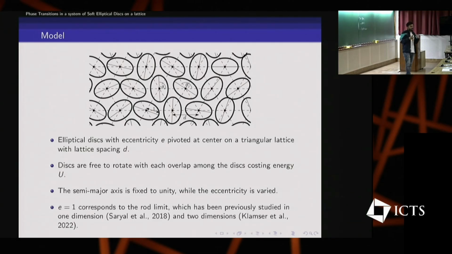E equal to 1 corresponds to the rod limit, which has been previously studied in 1 dimension and 2 dimensions, where we see geometrical phase transitions in 1D and 2D and an order-disorder transition in 2D. So the motivation was: what happens if you have objects that have finite area? For E less than 1, you get objects with a finite area, and the question is whether this order-disorder transition and this geometric transition persist or not.